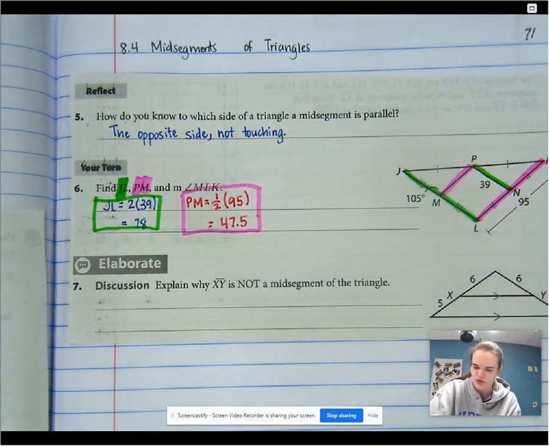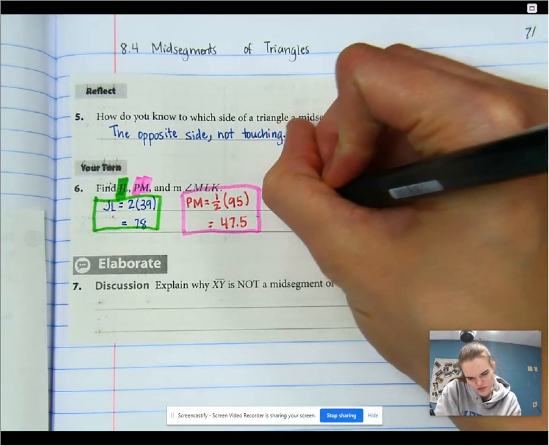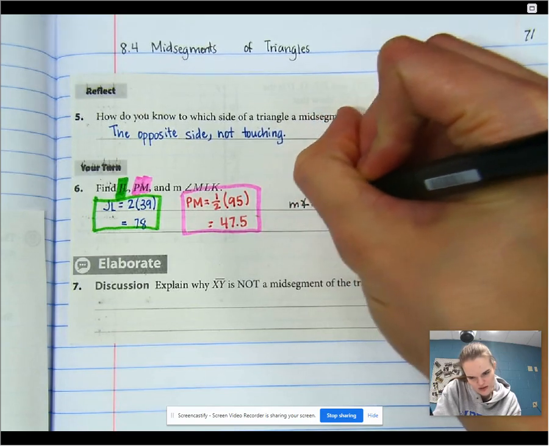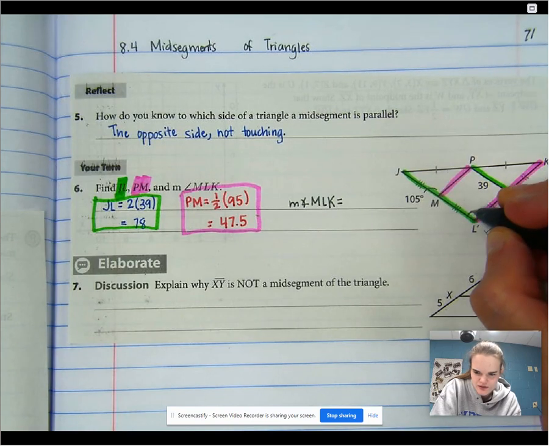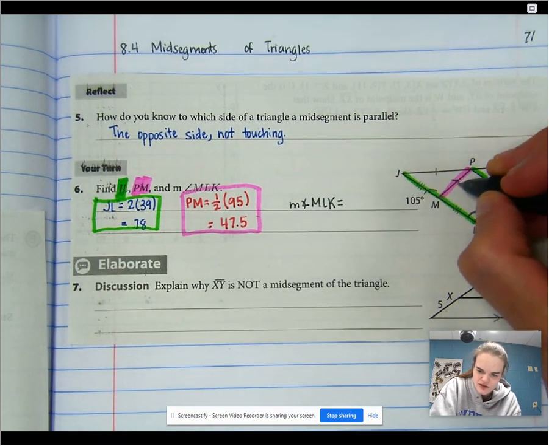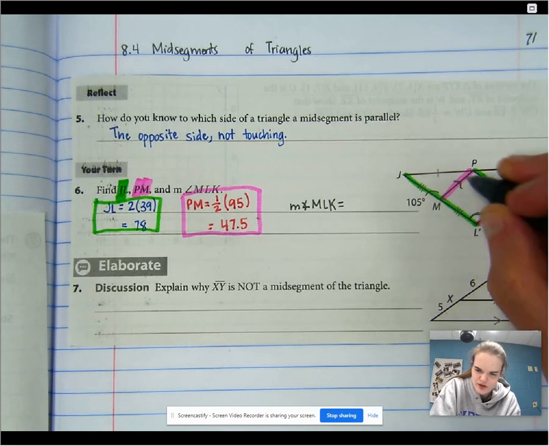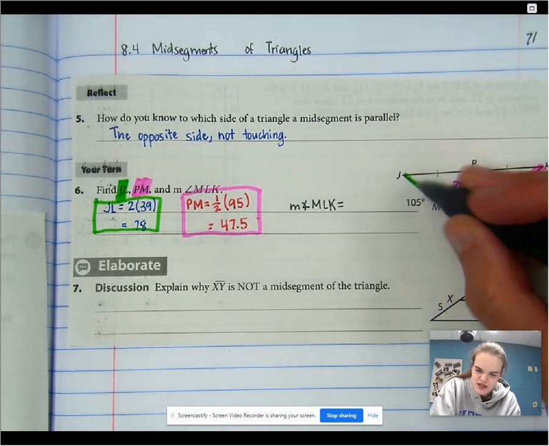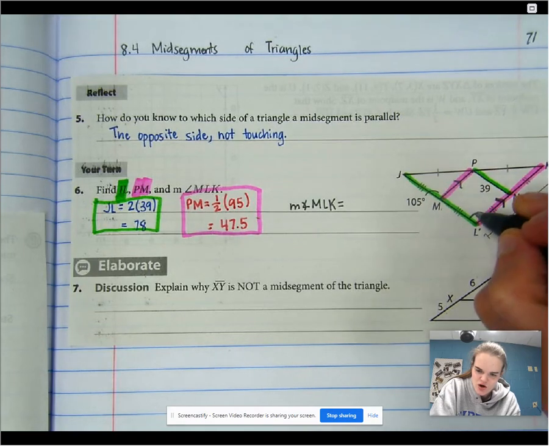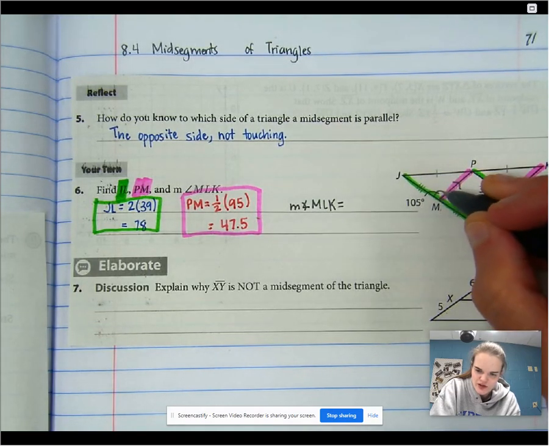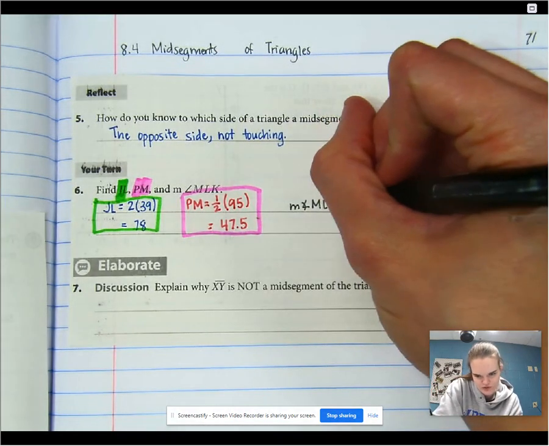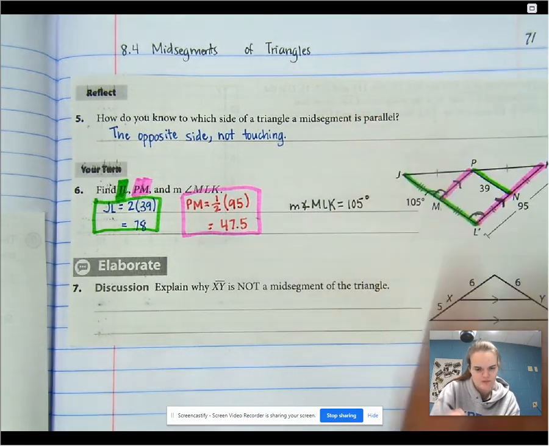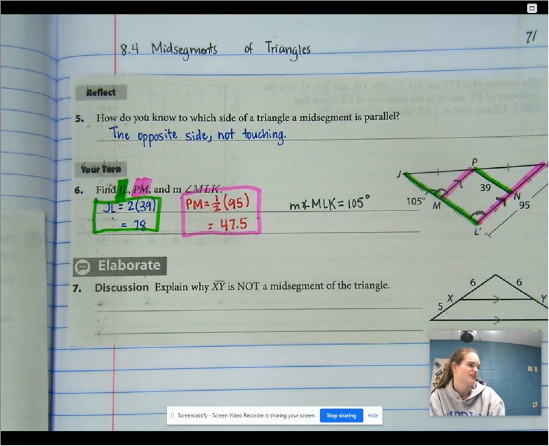Okay. And last, we're looking for the measure of angle MLK. MLK is here. Because this is parallel to this, the pinks are parallel, yeah, JMP and MLK are corresponding angles, so they are congruent. That means that MLK is equal to 105 degrees. Make sure it's not frozen. All right, take a minute, pause, and try number 7.